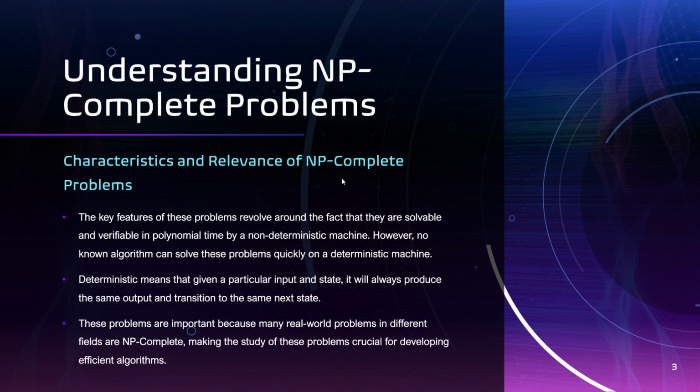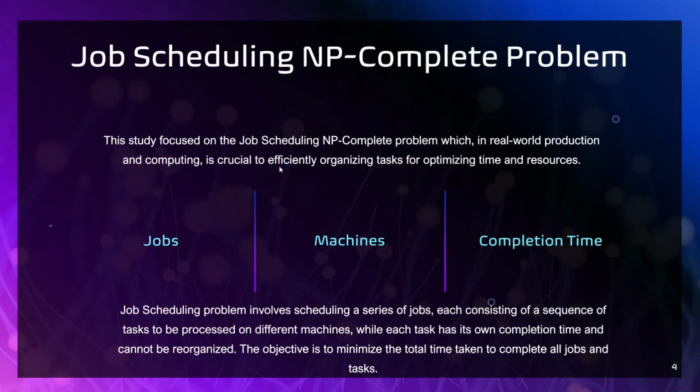So, characteristics and relevance of NP-complete problems. The key features of these problems revolve around the fact that they are solvable and verifiable in polynomial time by a non-deterministic machine. However, no known algorithm can solve these problems quickly on a deterministic machine. Deterministic means that given a particular input and state, it will always produce the same output and transition to the same next state. These problems are important because many real-world problems in different fields are NP-complete, making the study of these problems crucial for developing efficient algorithms.